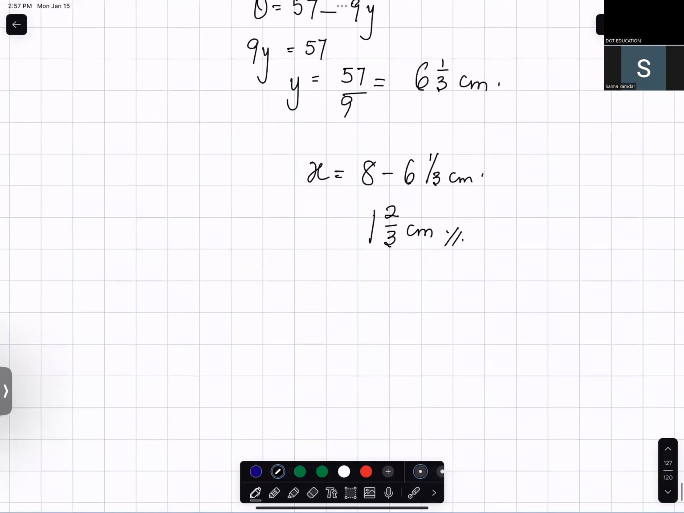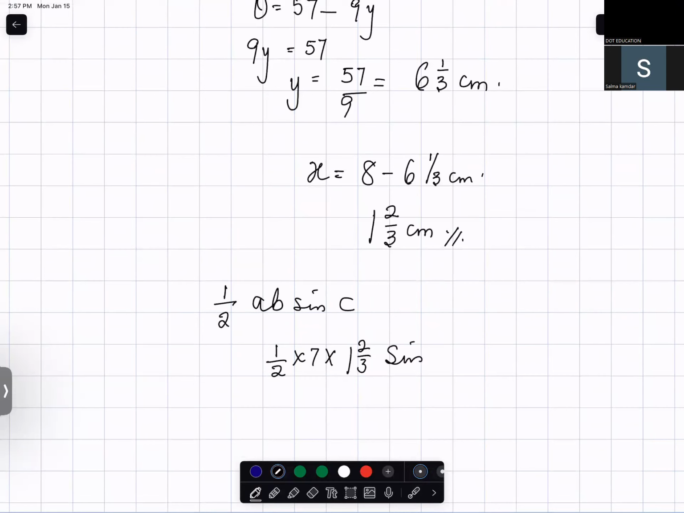So going back, I have the area of the triangle, which is half AB sine C. I have half into 7 multiplied by 1 2 over 3 sine 60. So when you have that, we have 5.05 centimeters squared. So that is the area of the shape.